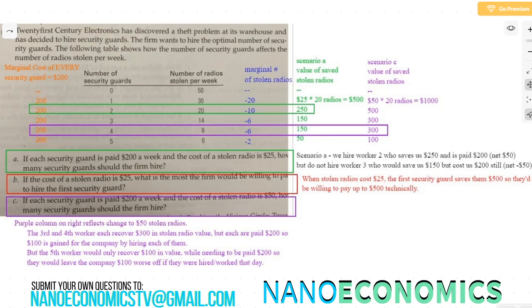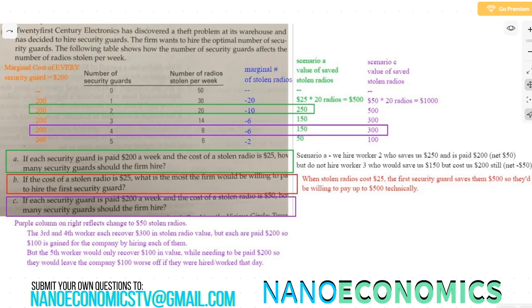stolen radios. For a third, we're at 14 total, for a marginal change of -6. For a fourth, we end up at 8, which is also -6, or we're getting 6 fewer radios stolen per week. And when we hire that fifth worker, they reduce the total number of stolen radios only by 2 total.